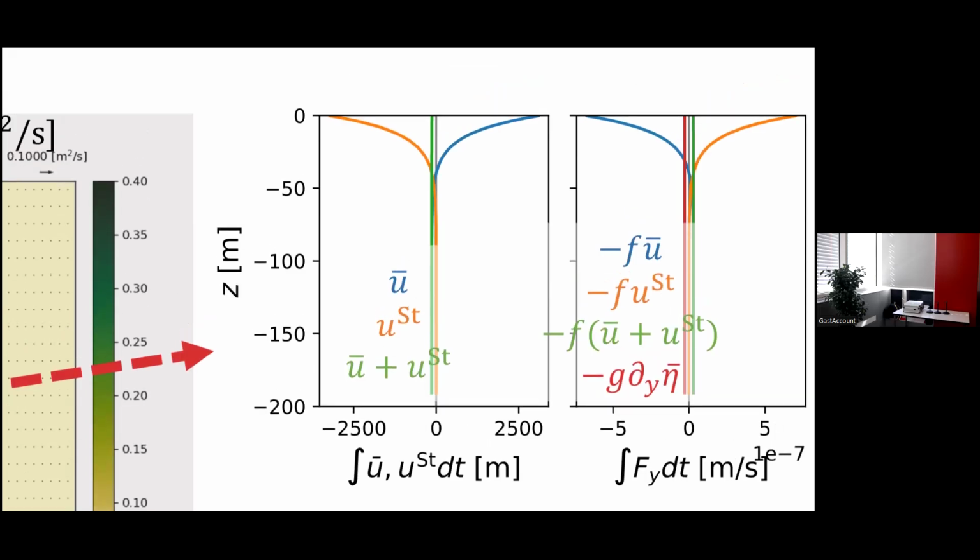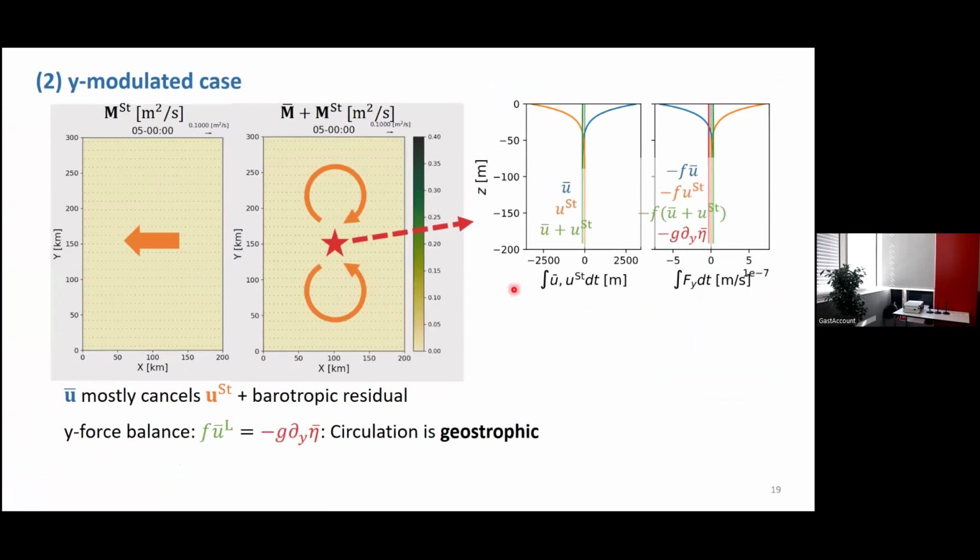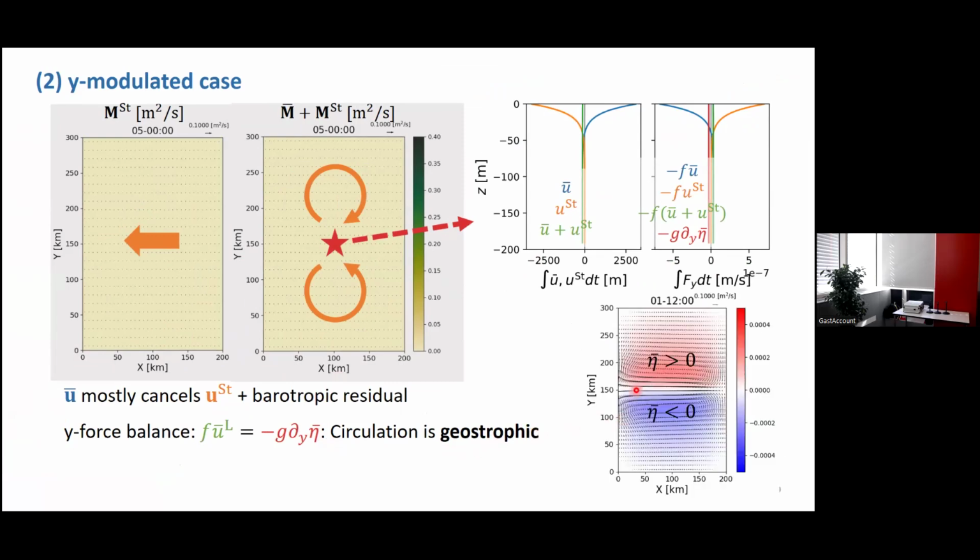And the right panel is the force balance in the y direction, and what we can see is the green color, which is the Coriolis force acting on Lagrangian velocity, balances with the red line, which is the pressure gradient force. So it means that the circulation is geostrophic. In fact, the surface elevation field was consistent with the geostrophic pattern.